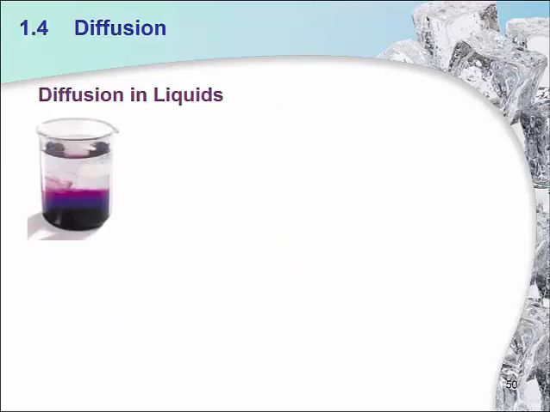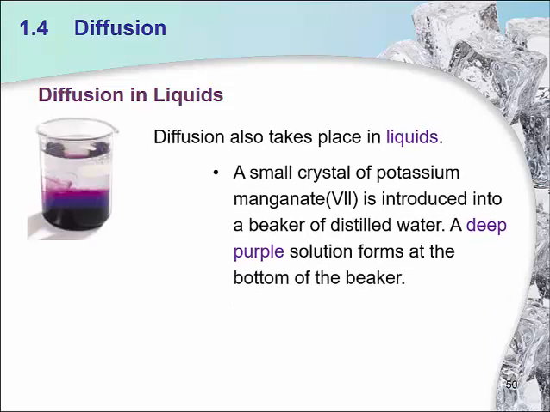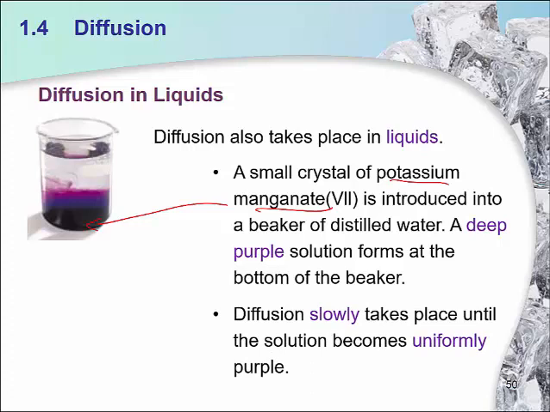Now next thing, diffusion in liquids. Diffusion can also take place in liquids. For example, a piece of potassium manganate(VII), which is purple in color, is placed at the bottom of a beaker of distilled water. A deep purple solution forms at the bottom of the beaker when potassium manganate(VII) dissolves. As it dissolves, the color starts to spread. So diffusion slowly takes place until the solution becomes uniformly purple.